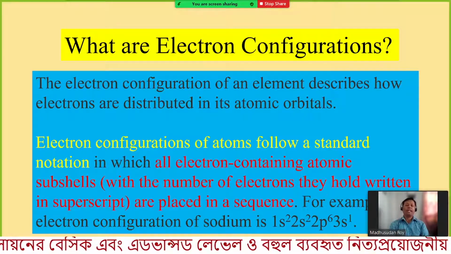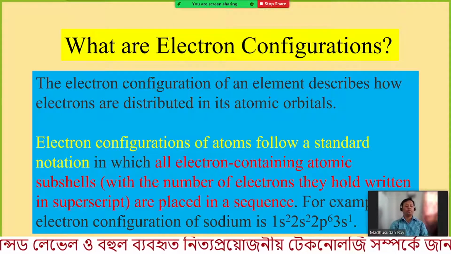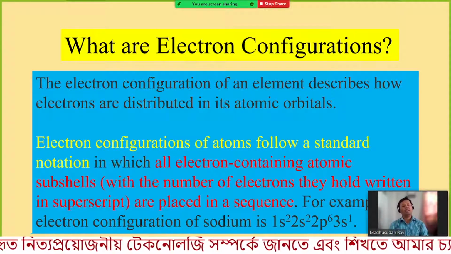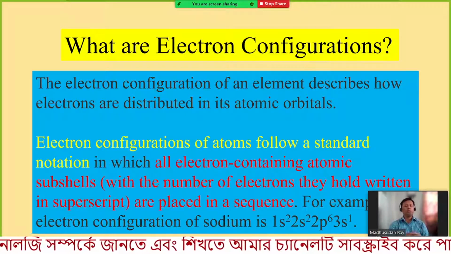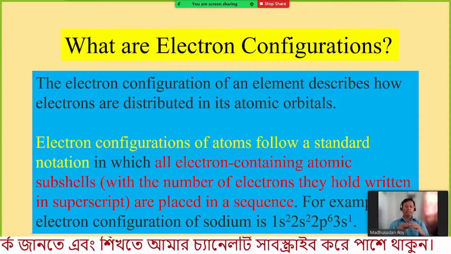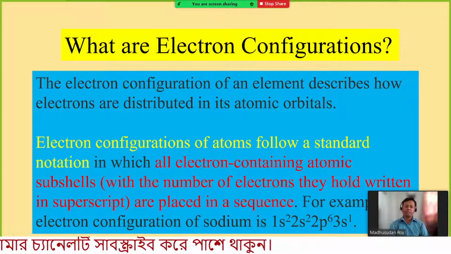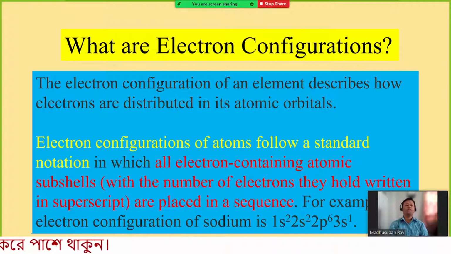The electronic configuration of an element describes how electrons are distributed in its atomic orbitals. That means for any atom we have several atomic orbitals: first shell, second shell, third shell. We define each shell with a different name. Sometimes we call it orbit, sometimes we call it shell, and also we symbolize them with different symbols like K, L, M, N, this way. Even we use another term, quantum number.